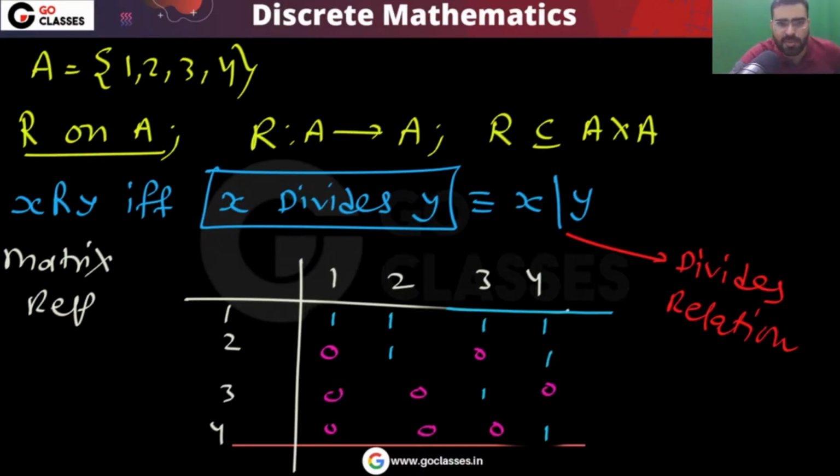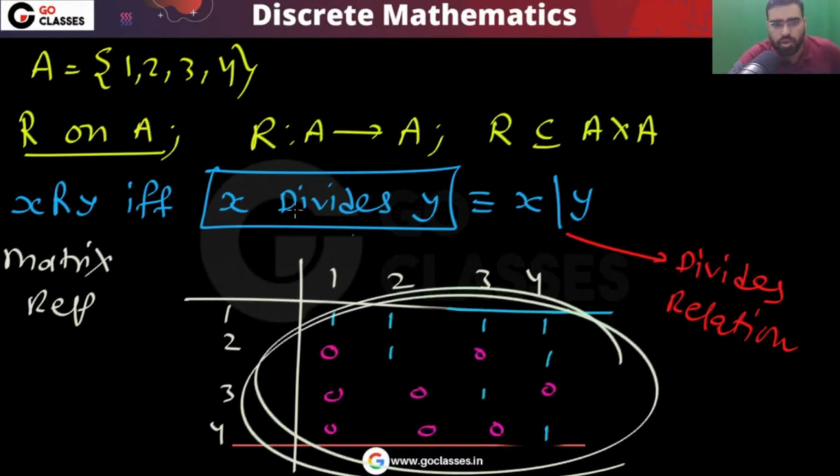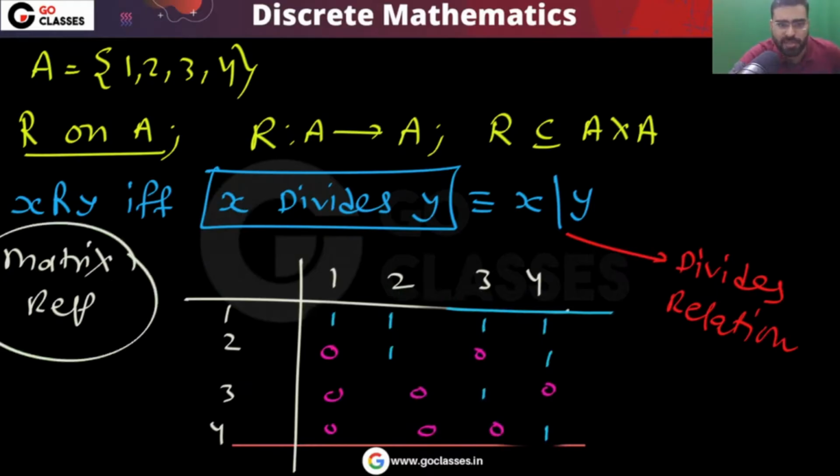This is the matrix representation. Here also the remaining entries will be cross. So either you can use cross or tick mark, or you can use 1 and 0. So this is the matrix representation of a relation.